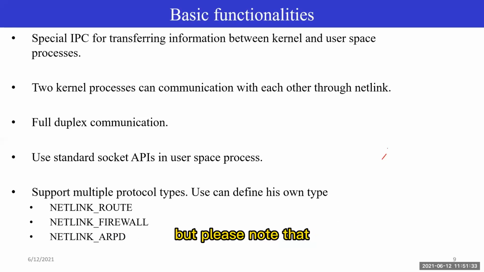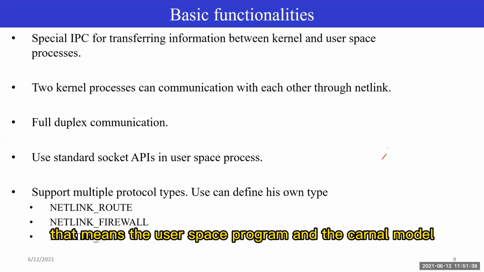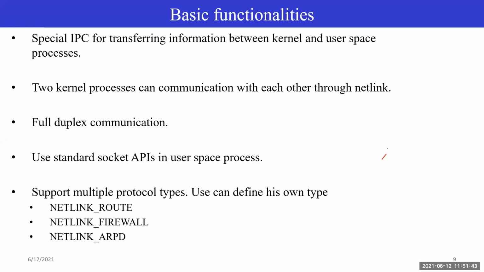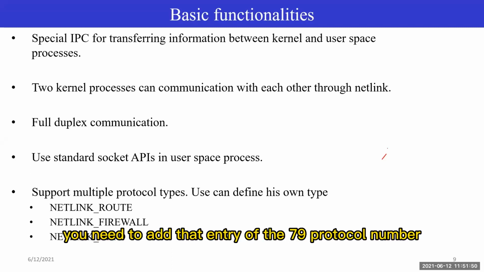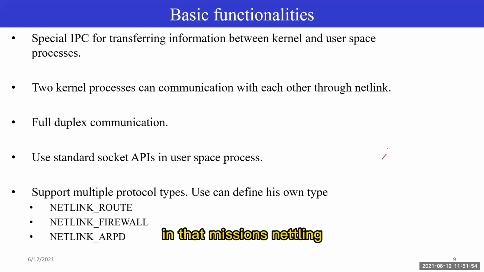But please note that if you want to use the same set of applications, that means the user space program and the kernel module, on a different system, a different Linux, then again you need to add that entry of the 79 protocol number in that machine's netlink.h header file.